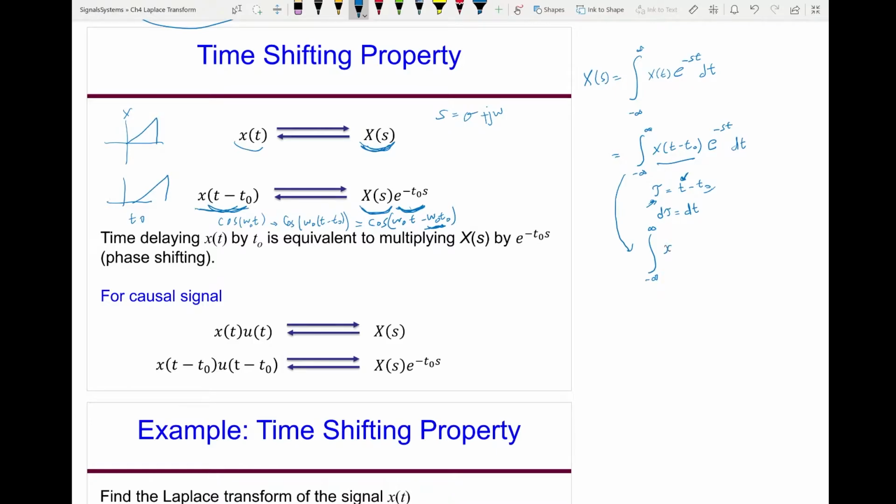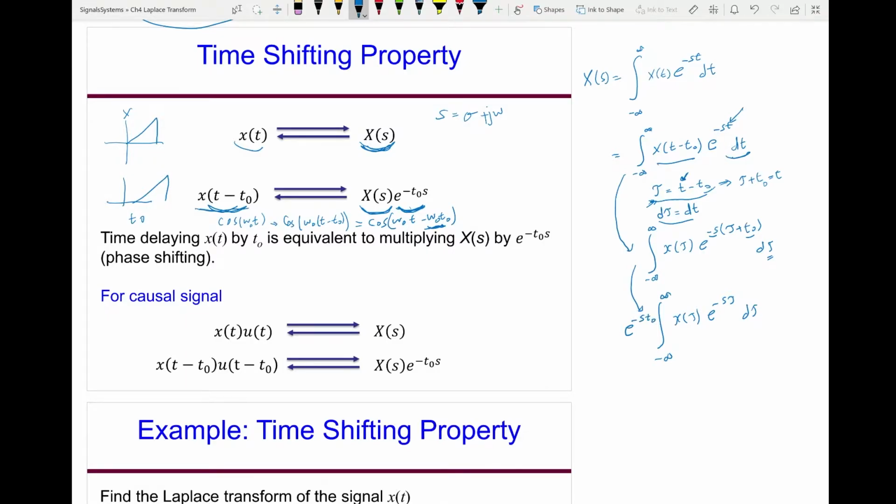Now this will be x of tau e to the minus s. Now replace this t by what it is equal to from this equation. From here, tau plus t0 equals t. So that will be tau plus t0. And dt here is just the same as d tau. And now minus s times t0 has nothing to do with the integration variable tau. So I can take it outside the integral as e to the minus s t0.